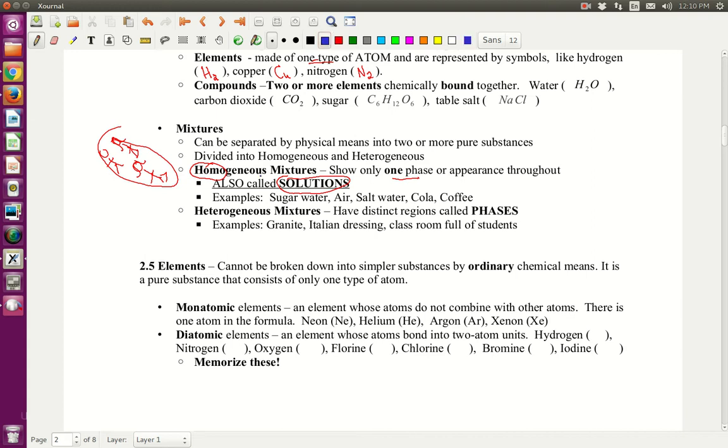And sometimes when I see that, I will take an arrow and point to it in my notes. Like a homogeneous mixture is called a solution. Heterogeneous mixtures have regions called phases, and that's just where you can see the separation.